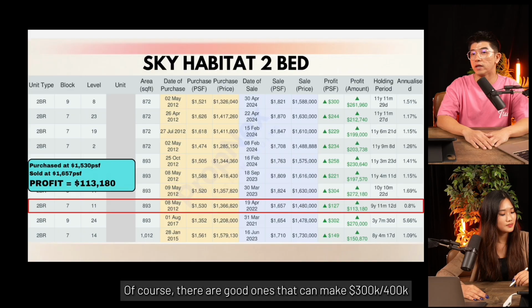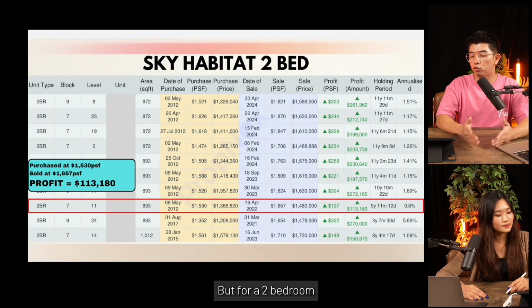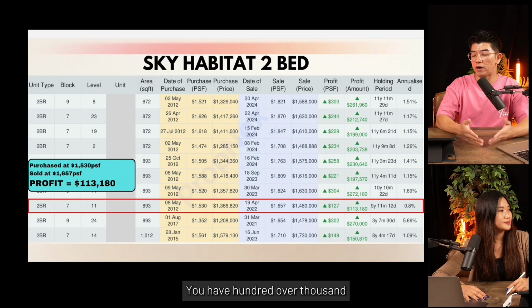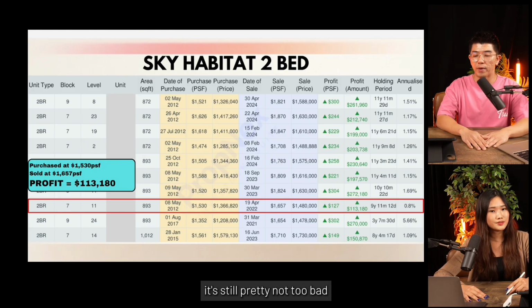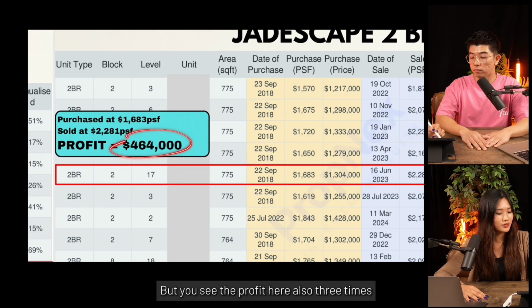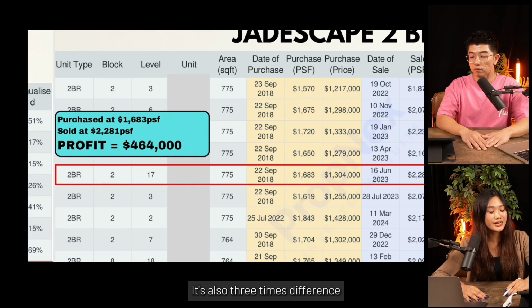Of course, there are good ones that can make 300,000-400,000. But for a 2-bedroom, your quantum when you enter is also much lower. Yeah. You have 100 over 1,000. It's still pretty not too bad. Okay. So now we have Jadescape, also slightly smaller, 775. Just a bit smaller. But you see the profit here. It's also 3 times difference.